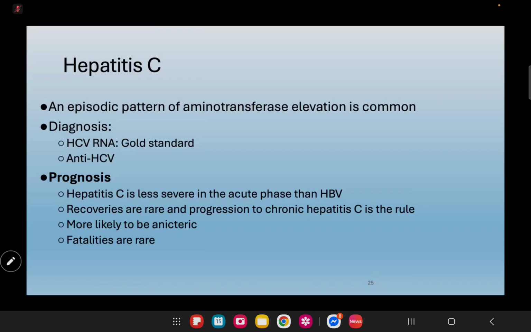Recovery from hepatitis C is rare, and progression to chronic infection is the rule rather than the exception. The acute disease is generally less severe than hepatitis B. Okay, take note, it is prone to becoming chronic, but the acute disease is less severe than hepatitis B, and fatalities or death is uncommon in hepatitis C. But if you are asked between hepatitis B and C, which is more likely to progress to chronic, as I've asked earlier, it's hepatitis C.